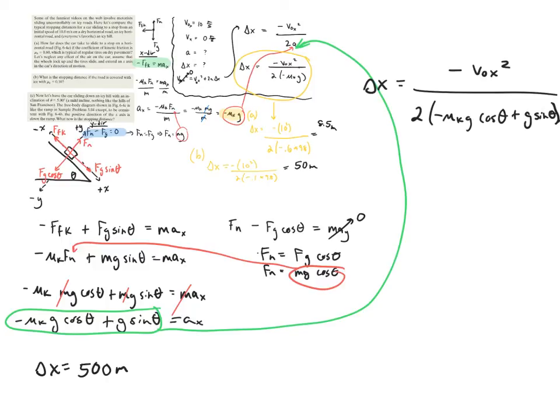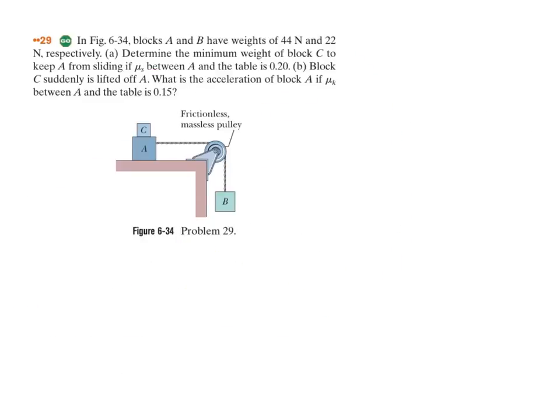This is a sample question out of 6-1. So you can see the worked out part in 6-1, but obviously I've worked it out for you here. So let's look at this last one here where we've got now a pulley with multiple masses and with friction. Block A and B have given weights respectively. Determine the minimum weight of block C to keep A from sliding. To keep it from sliding.